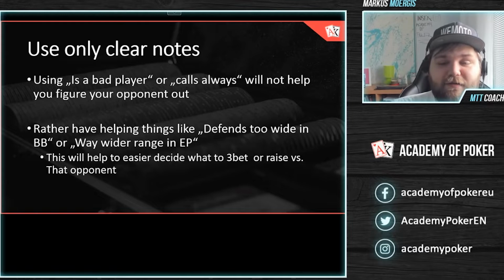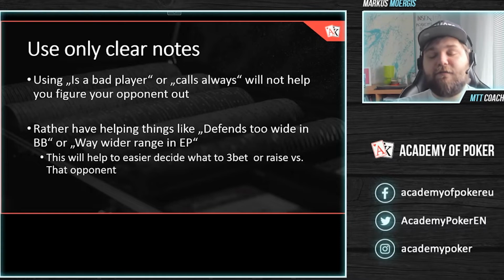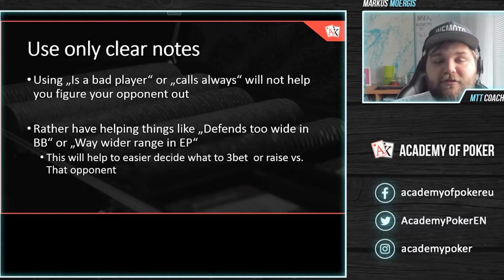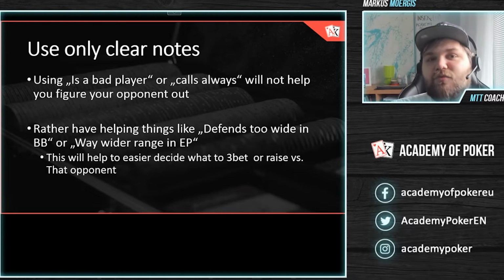So say defense too wide in the big blind, or his range in early position is way too wide, meaning that if he opens and he wakes up in showdown with queen 5 suited, or he limps a lot and then he has stuff like jack deuce suited, 6-5 off sometimes. Put those in the notes to see, okay, if he limps or if he raises UTG, I do not need to be as afraid of a good hand as with other players.